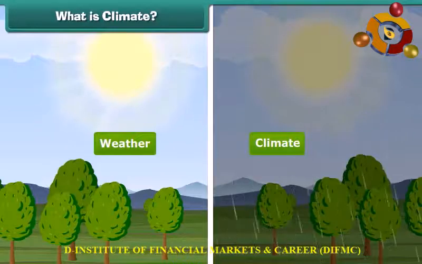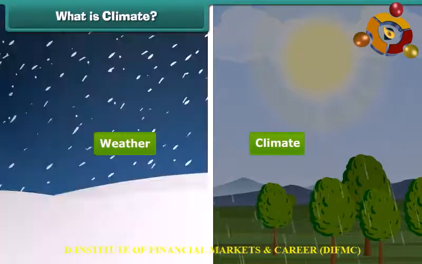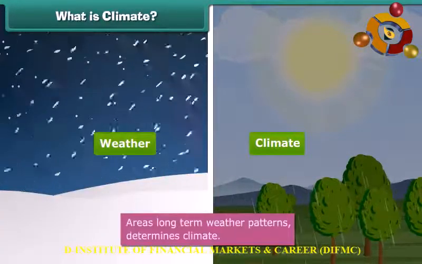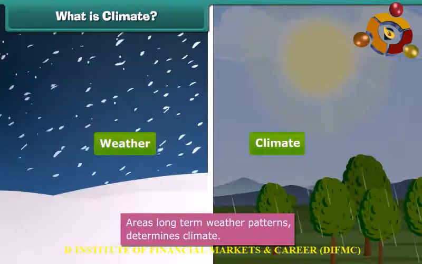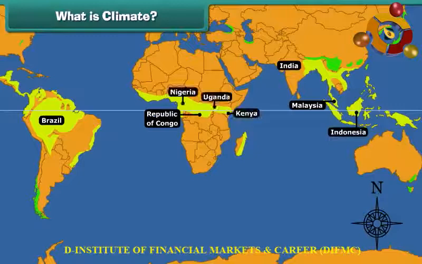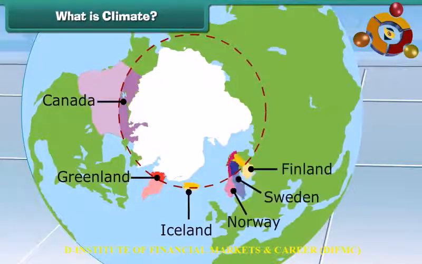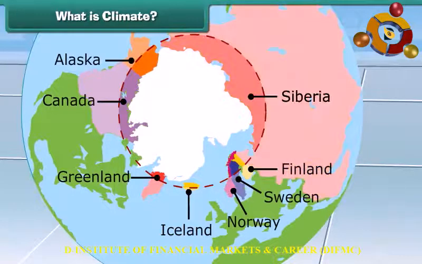Is weather and climate the same? No. An area's long-term weather patterns determine climate. For example, areas near the equator have a warm climate, and the areas near the poles have a much colder climate. So, children, now you can easily differentiate weather from climate.